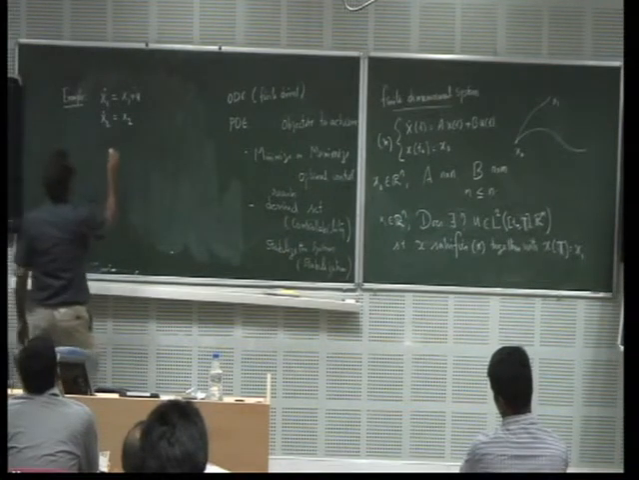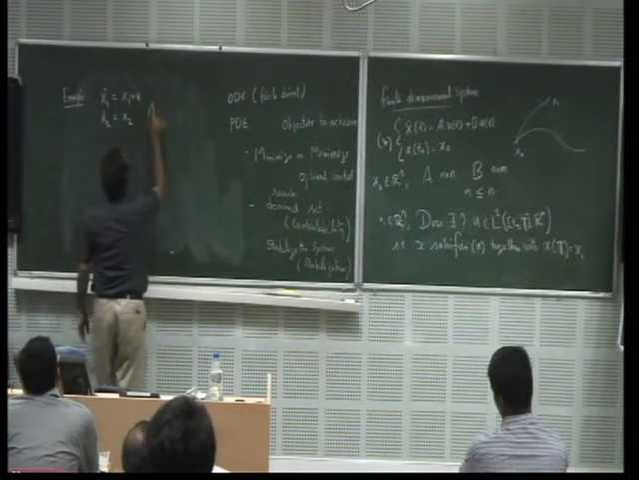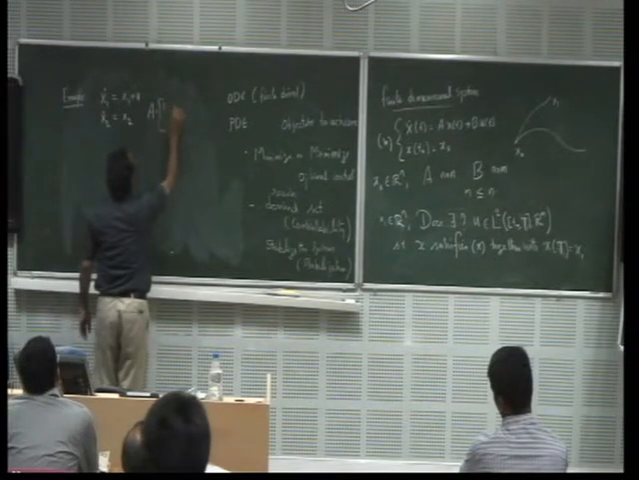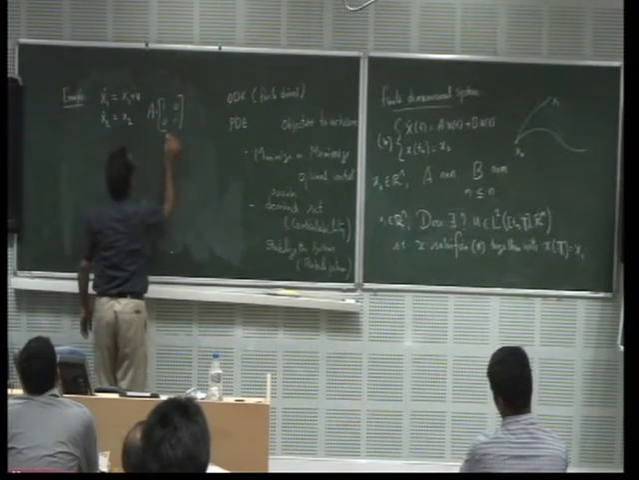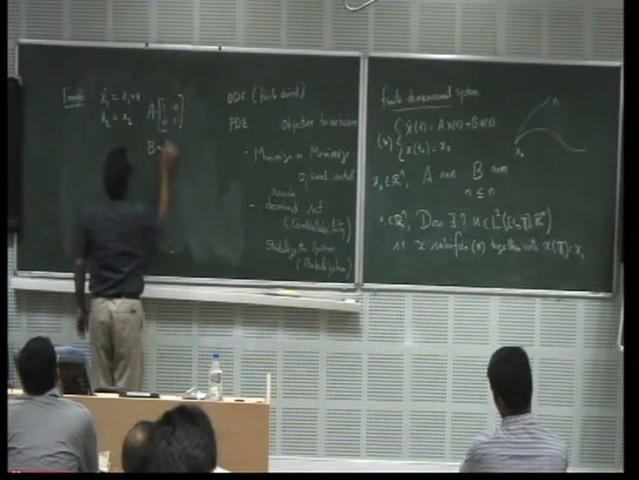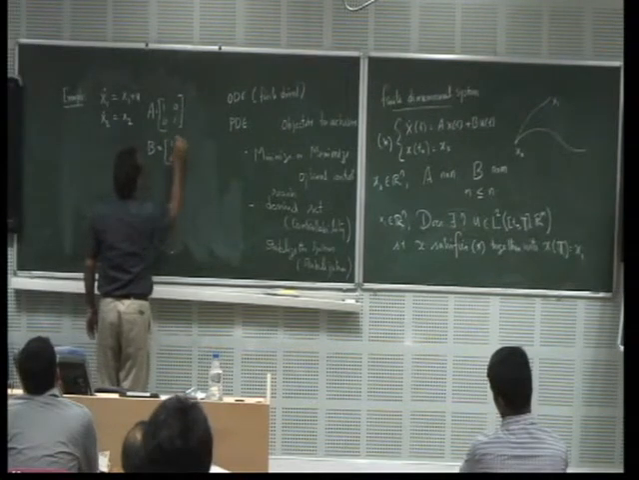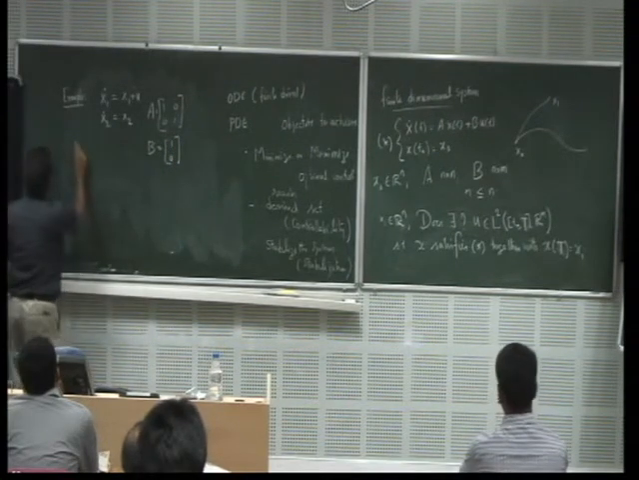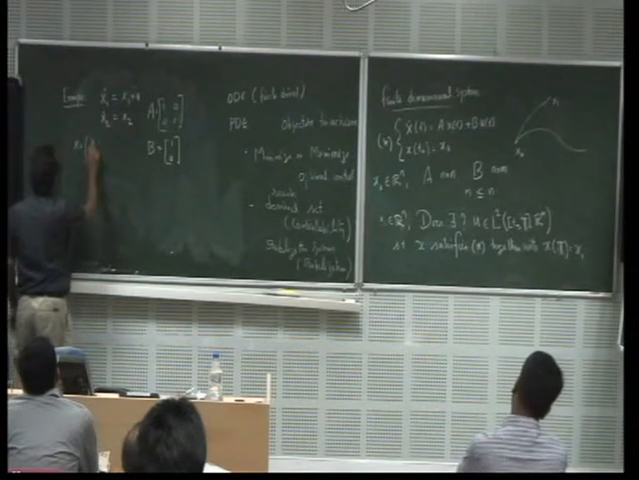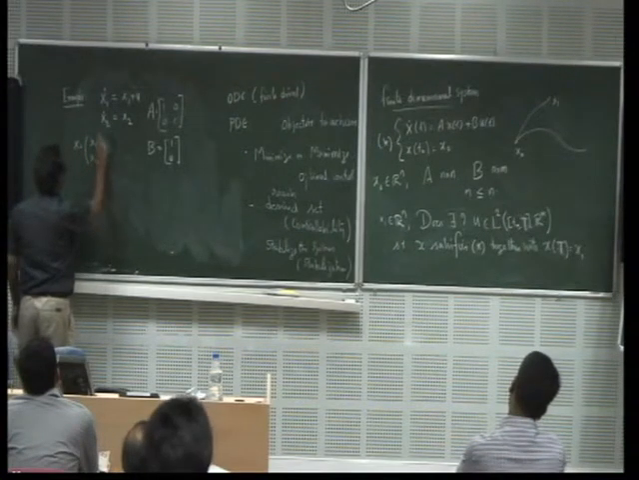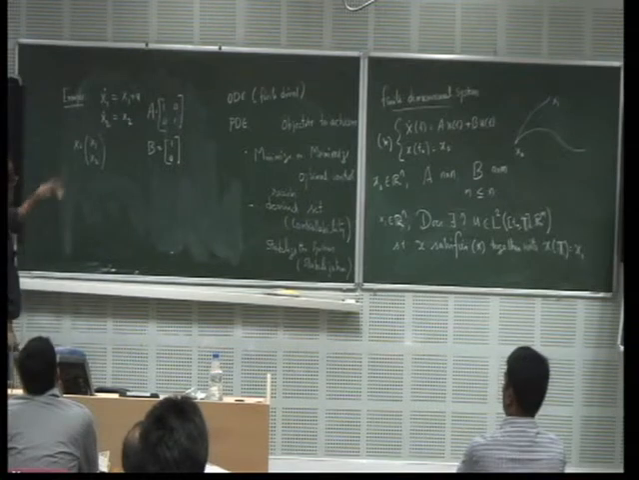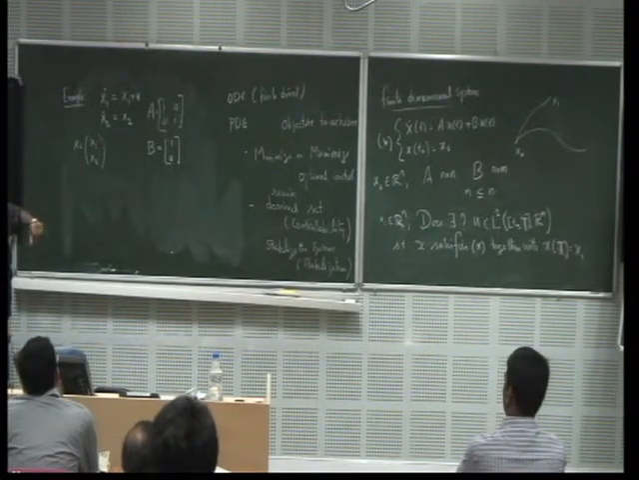What is your A here? In this case, A is nothing but [1 0; 0 1]. And what is your B? B is [1; 0]. And x is [x1; x2]. So that's your system. Can you see why you will not be able to do controllability? You get a feeling why this will not be controllable?